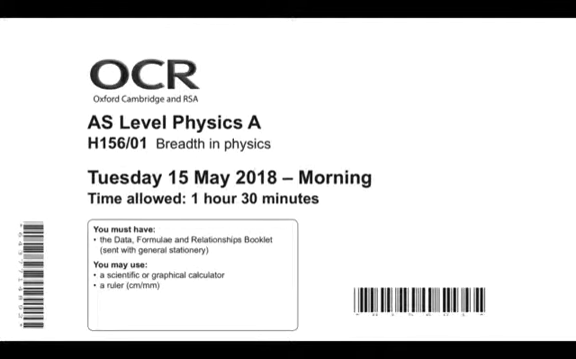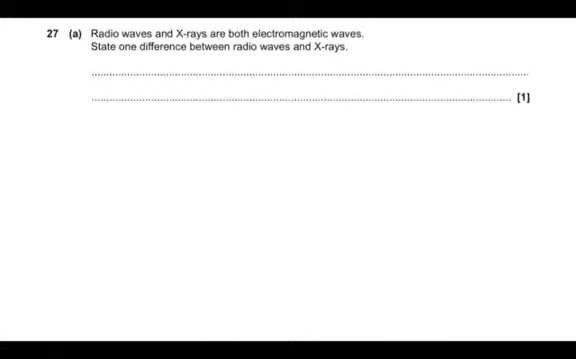Okay, this is 2018's breadth paper, which was used as the baseline test for the return of the year 13s. Question number 27, part A. Radio waves and X-rays are both electromagnetic waves. State one difference between radio waves and X-rays.